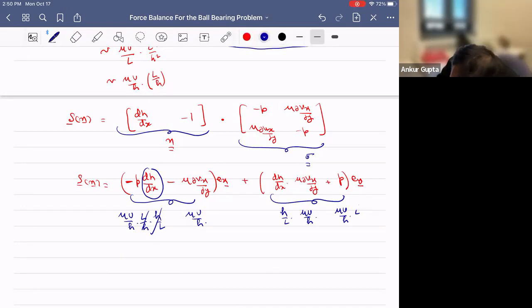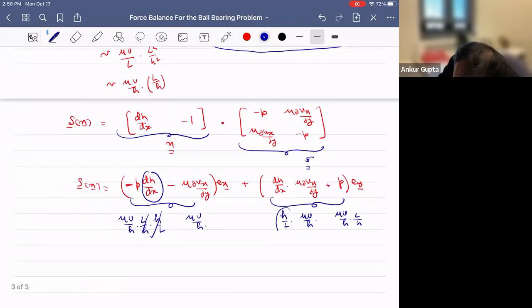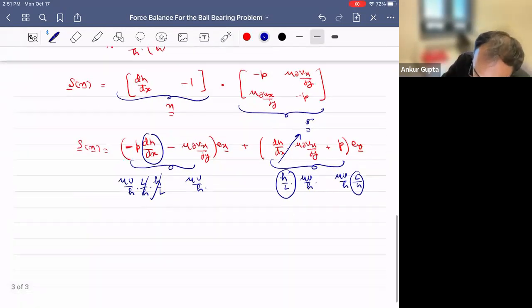So essentially, clearly, this is much smaller because this is h by L and here it's L by h. So I can ignore this part. And the shear stress, although it does contribute to the Ey, is very small and not comparable. But in the parallel plane, you actually do have Sn contributing to both.